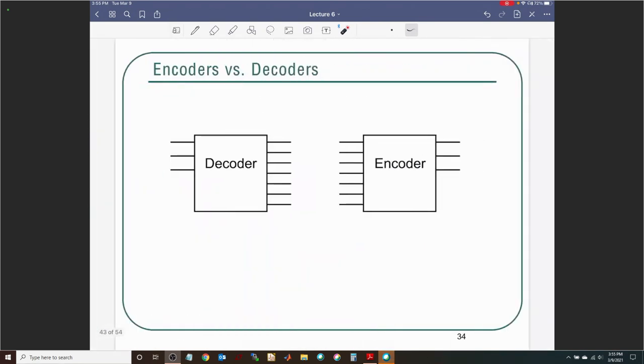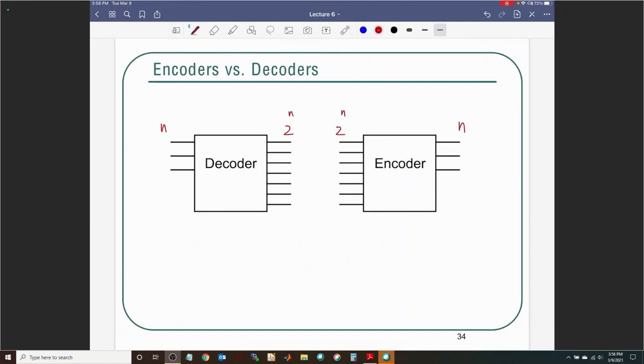All right, so here, encoders versus decoders. We looked at decoders. What should encoders do? We have got 25 minutes. Let us lay out the basics of encoders. Should encode, right? Decoders were decoding, we should encode. Let's try to point out certain differences between decoder and encoder. First of all, number of inputs and outputs. For a decoder, n inputs corresponded to 2 raised to n outputs. For an encoder, the story is reversed: 2 raised to n inputs, n outputs. Exactly the opposite.